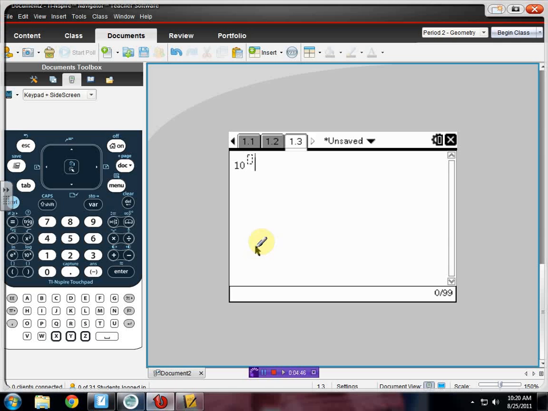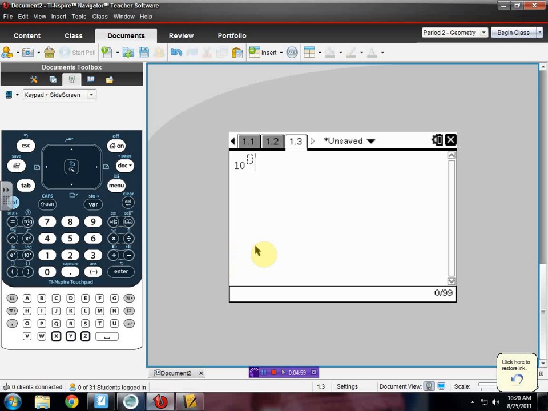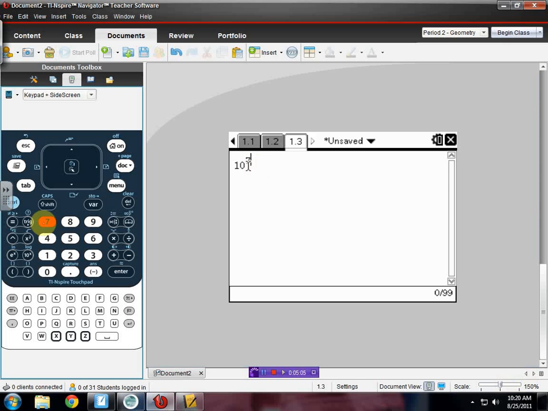Maybe I can't write on this. There we go. 10 to the 7th, like that, right? So this is a little bit nicer because it looks a little bit better than the other way. All right, and then what was our exponent? 7, that's right. So 7, and then I hit enter. There we go. And it gives us, ooh, that looks like about 10 million.